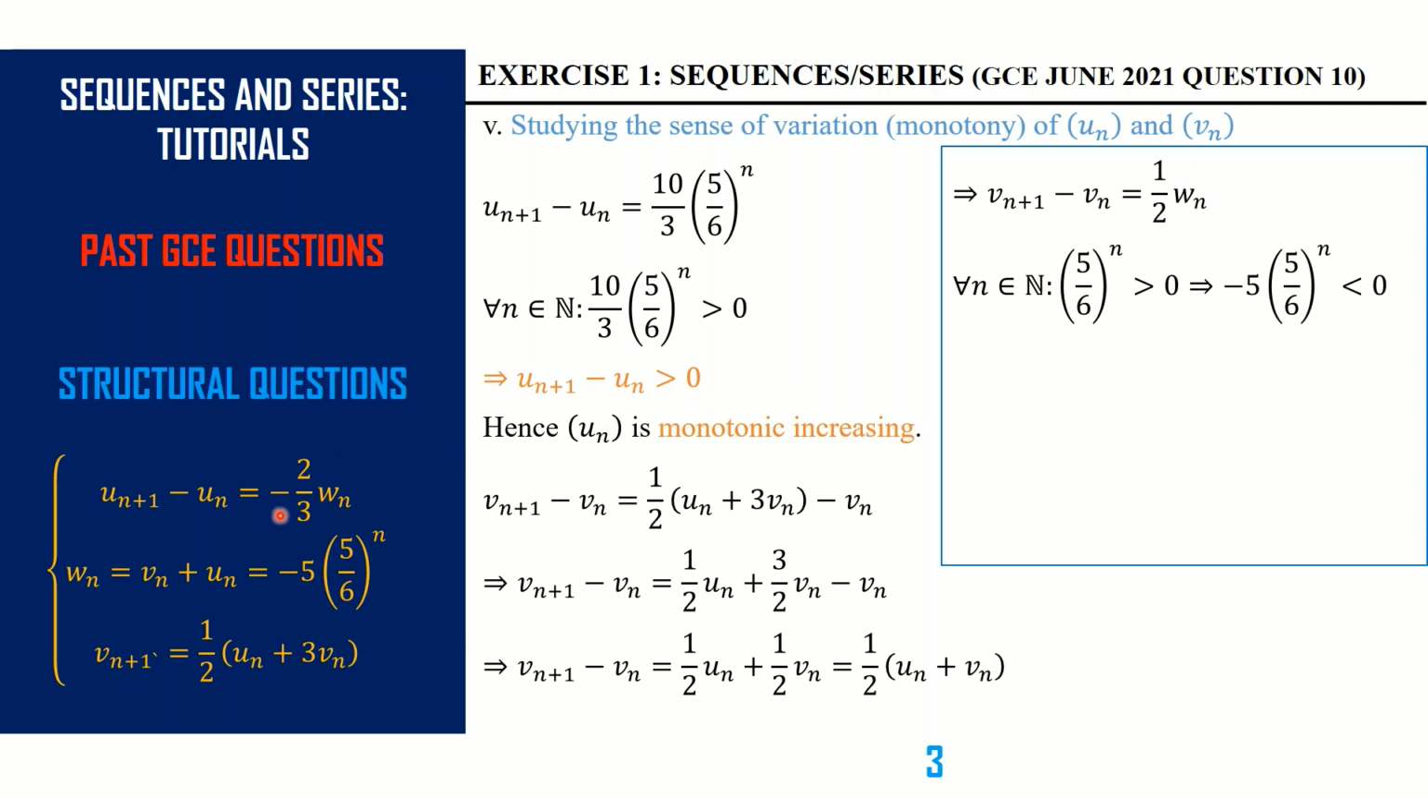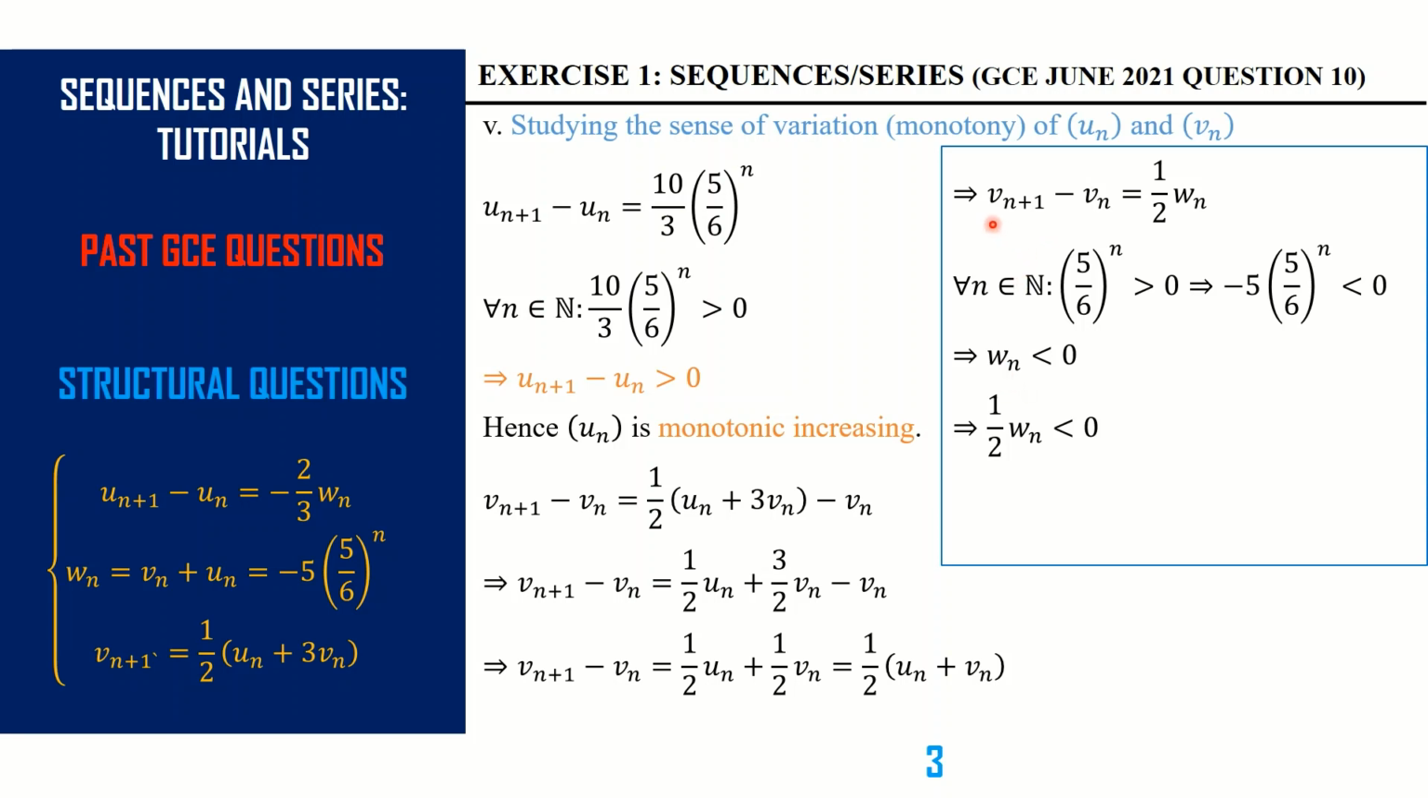Our Wn is negative 5 times (5/6) raised to the power n. So we just need to determine the sign. Since this quantity is positive, if you multiply it with negative 5, it is going to be negative, because multiplying by negative 5 changes the inequality sign. So with that, we see that our sequence Wn is negative. Clearly it is negative because just this part here is positive, but the negative 5 multiplying it makes it always negative.